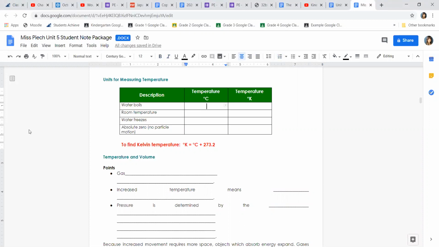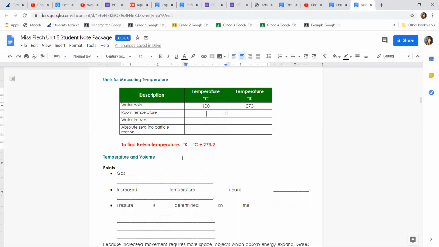So for temperature, for water boiling, we know that in Celsius, it boils at 100 degrees Celsius, whereas for Kelvin temperature, that is going to be 373 degrees. I'm curious if you've already caught on to how you find Kelvin temperature. If you hadn't already looked below, all you have to do is add 273 degrees to whatever temperature you have in Celsius, and you will find the degrees in Kelvin.